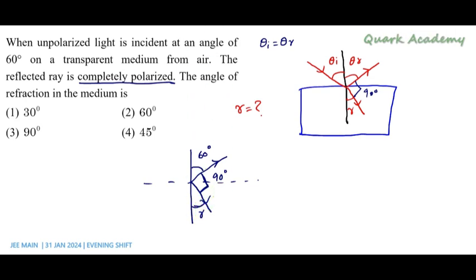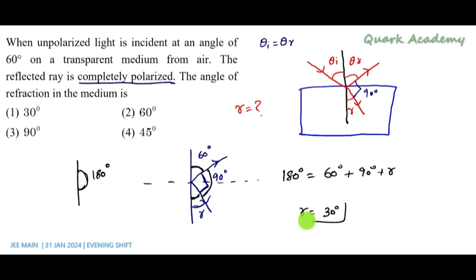So when we have a straight line, the angle is going to be 180 degree. In this case, we have this vertical straight line, so that angle is 180 degree. That can be represented as 60 degree plus 90 degree plus r. So like this part and this part, then this part, which is going to give this one. From this I can find r, that is 30 degree. So angle of refraction is 30 degree.